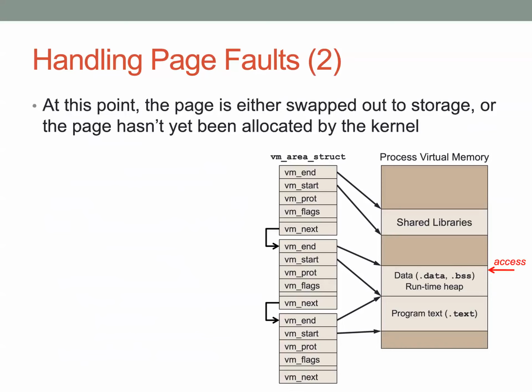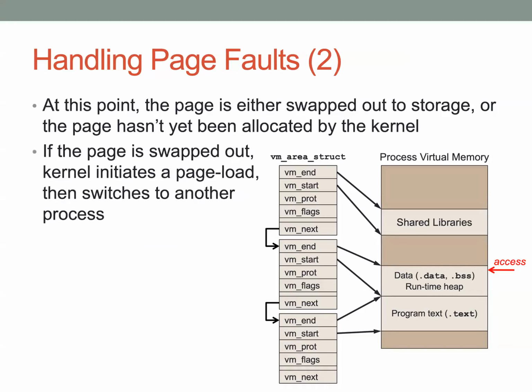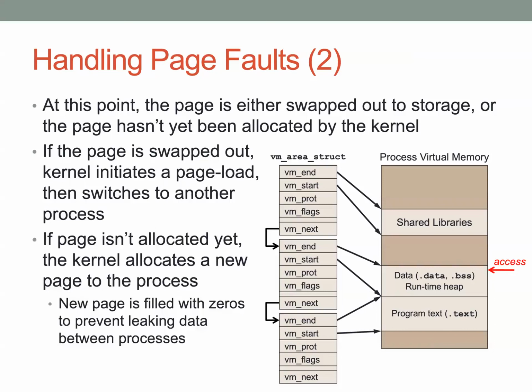All right. Now we have an access. We know it falls within some VM area struct. So we know it does correspond to some part of the address map, but we just need to figure out how to resolve it. So you have, in this case, you can see an access into the data segment of the program. And so if you have a situation where the page is swapped out, then the kernel can load that page in and update the page table for the process and retry the instruction. If it isn't allocated, the kernel can simply allocate a new page for that process.